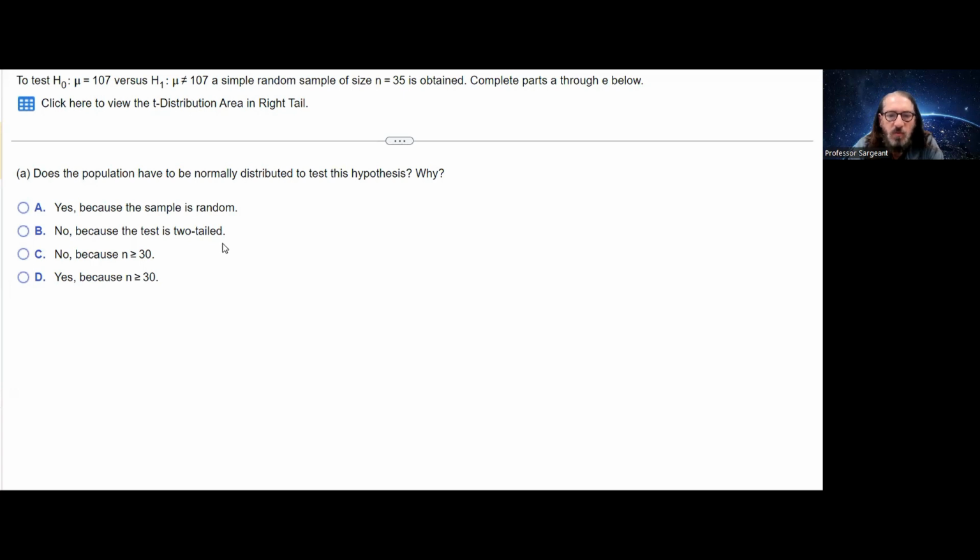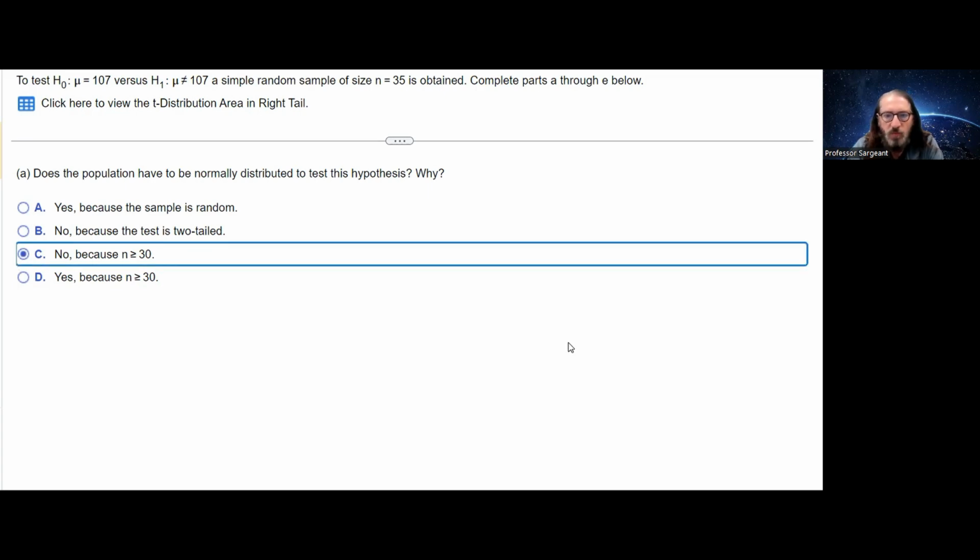Does the population have to be normally distributed to test this hypothesis? No, because we have a sample size of 35, which is greater than or equal to 30. That means the central limit theorem is going to start to kick in. Even if the population's distribution of individual scores was not normally distributed, with a sample at least as big as 30 the central limit theorem kicks in and the sampling distribution of X bar becomes approximately normal.